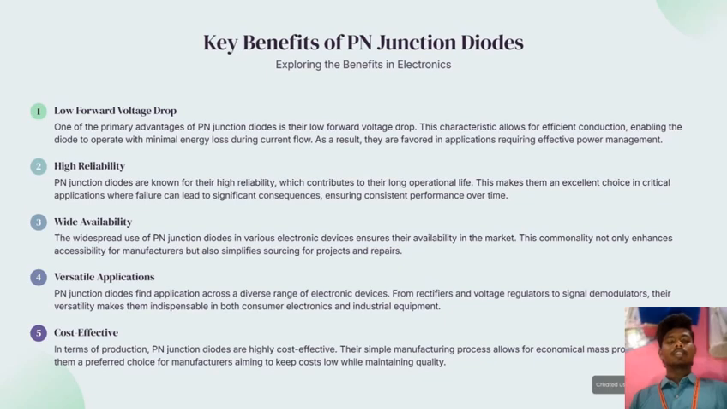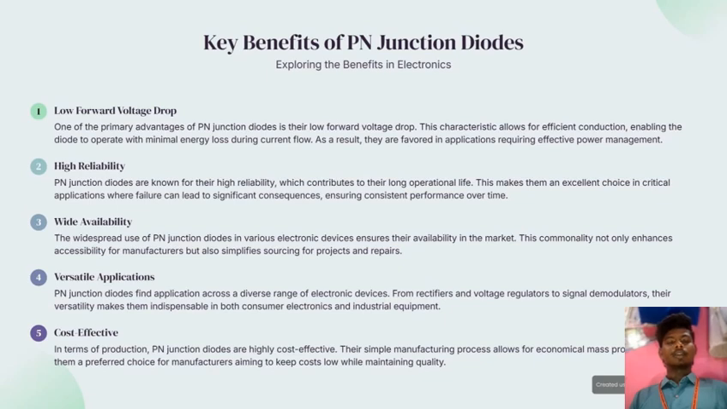Number 2. High reliability. PN junction diodes are known for their high reliability, which contributes to their long operational life. This makes them an excellent choice in critical applications where failure can lead to significant consequences, ensuring consistent performance over time. Number 3. Wide availability.